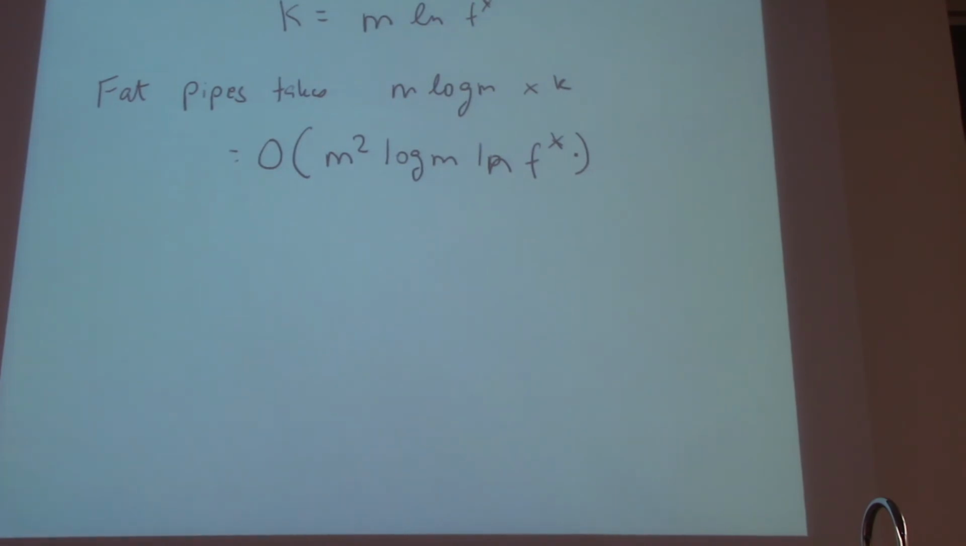So just by saying we want to grab as much flow as we can, we get a better algorithm. Any questions?